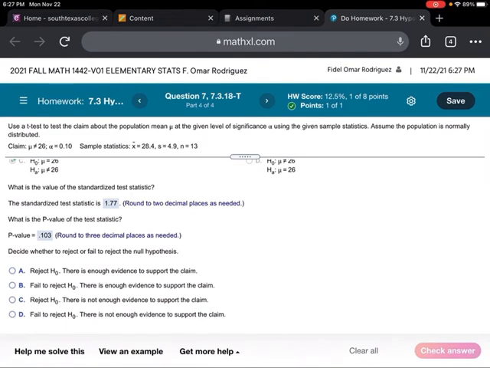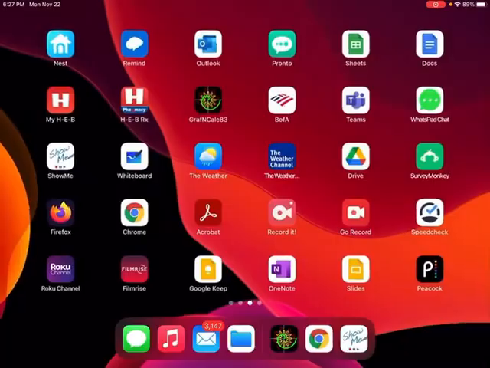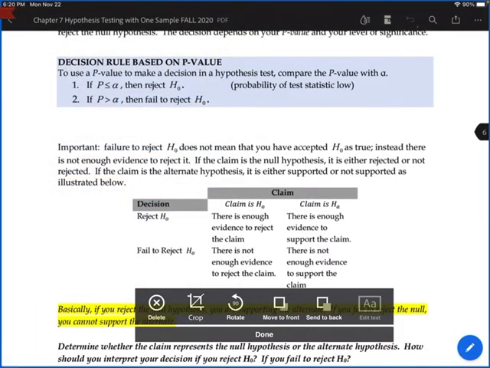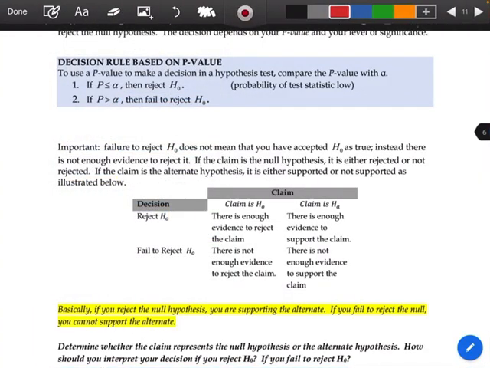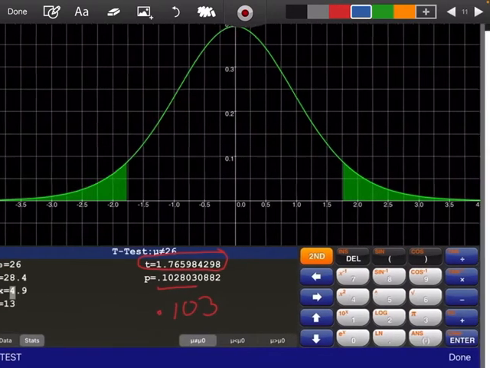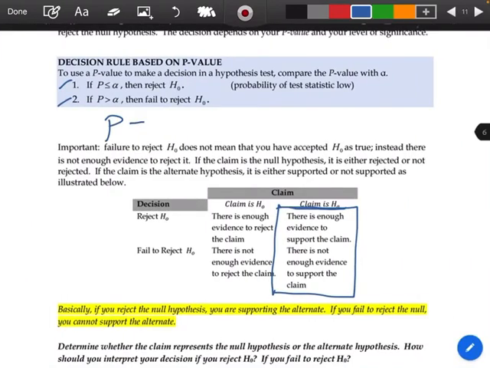Okay, so now we got to figure out, do we reject, fail to reject? What happens here? So let me show you what I'm going to do. I'm going to come back to my notes one more time, and I am going to upload this little piece right here. Okay, so remember, we knew that our claim was our alternate, right? So this is where we're at. Then we have to decide, are we rejecting or are we failing to reject? So our P was 0.103.